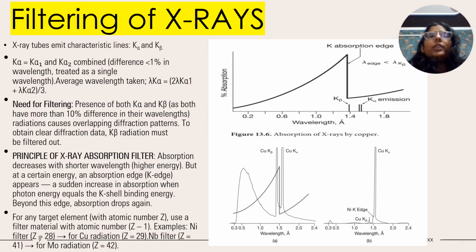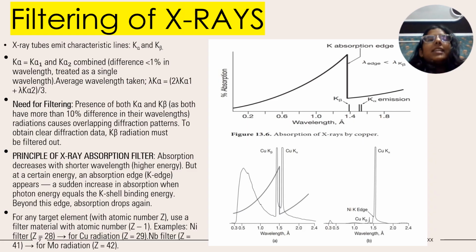So, as we know, when characteristic X-rays are generated, we usually get a set of lines, mainly K alpha and K beta. Now the K alpha line itself is actually made of two very closely spaced components, which we have discussed earlier, K alpha 1 and K alpha 2, coming from the same subshell due to orbital splitting. The difference in their wavelength is less than 1%, which is so tiny that for a diffraction experiment we can treat them as a single wavelength.